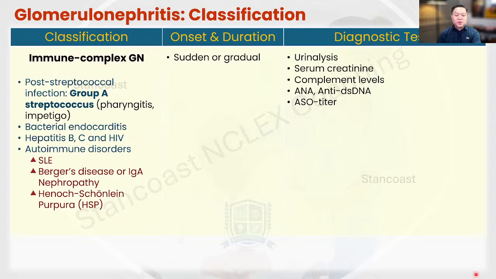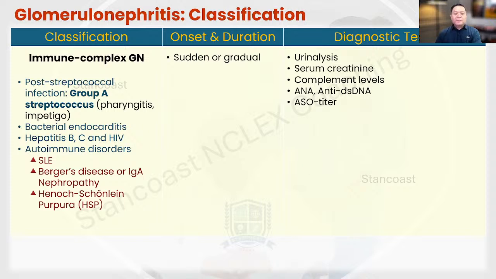Now, please take note, guys, that the ASO titer will only be diagnostic. It will confirm to diagnose the immune complex type of glomerulonephritis. However, it will not be used in the other classifications that I'll be talking about in the next slides. Okay, please take note of that. The ASO titer will only be applicable to this classification.